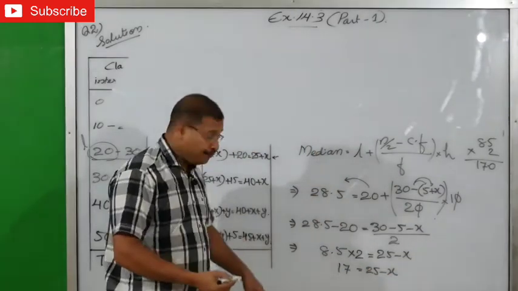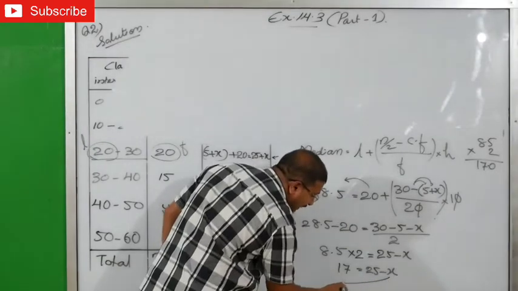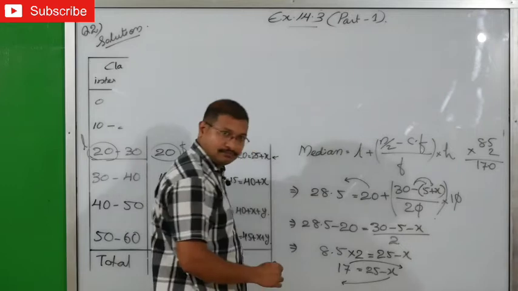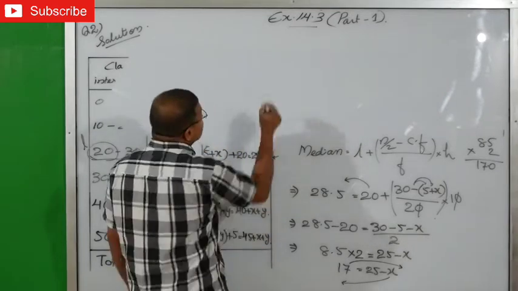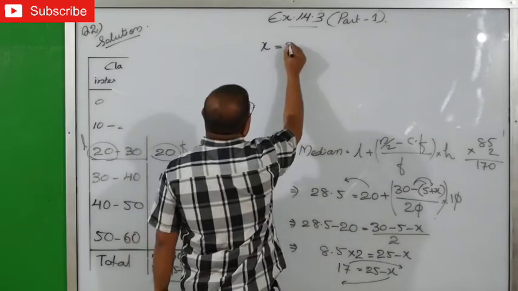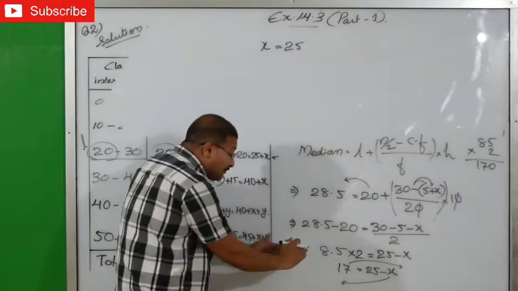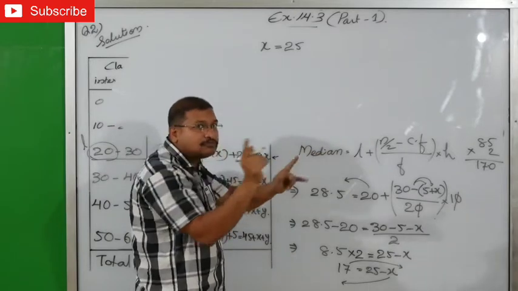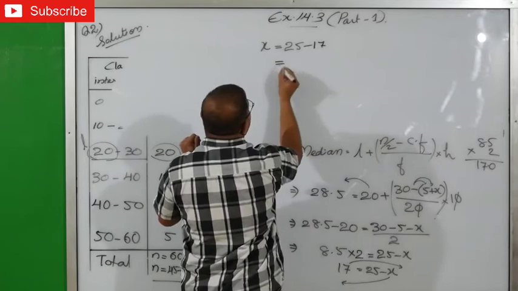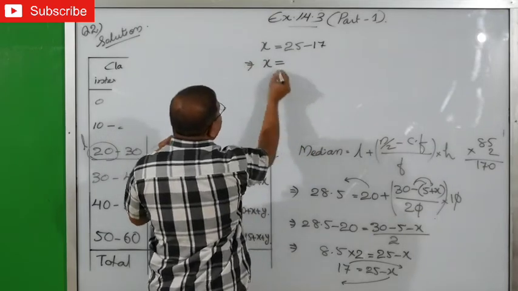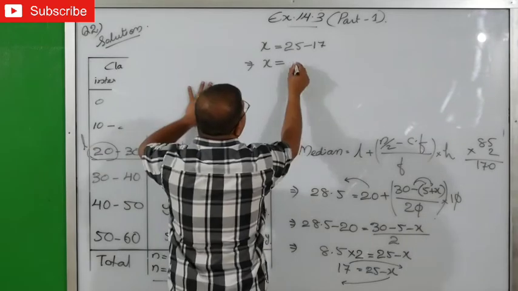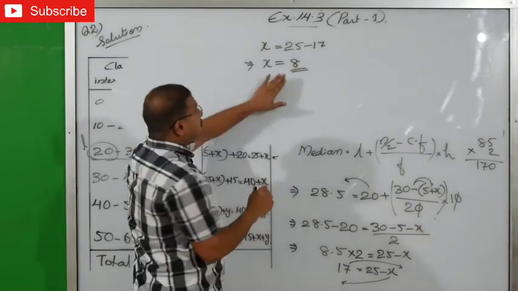Now what will we do? This x will carry to the left side, 17 will carry to the right. That means minus x becomes plus x, equals 25 on the right side, and the 17 goes to the other side as minus 17. So x equals 25 minus 17, 8. We got the value of x as 8.